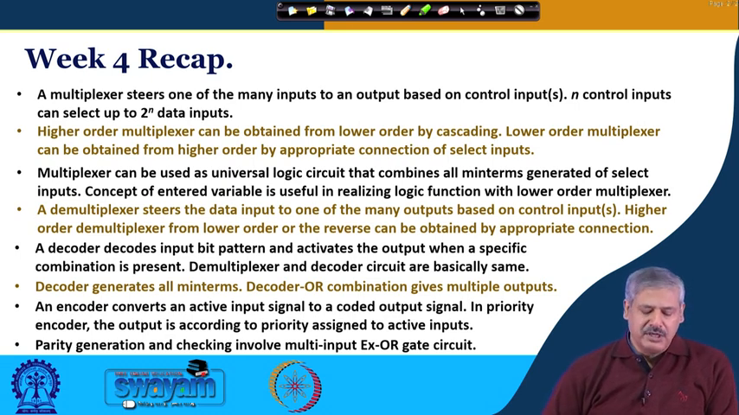And we also saw encoder. Encoder is the reverse of the decoding operation, where the input signal is encoded in a certain number of bits, and in priority encoder, if a number of inputs are active simultaneously, then according to the priority assigned, one of the inputs gets encoded to the output. And we also looked at parity generation and checking using XOR gate, and we found that it is useful for detecting one bit error in the transmission or in the bit pattern.